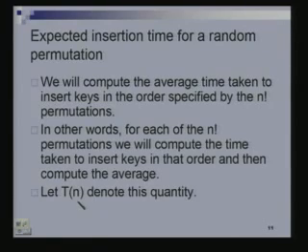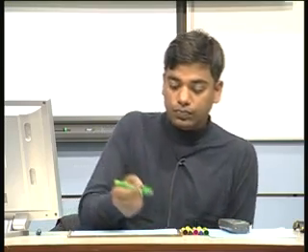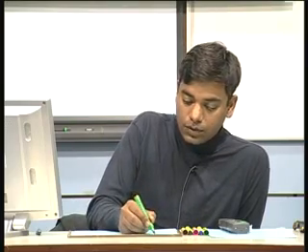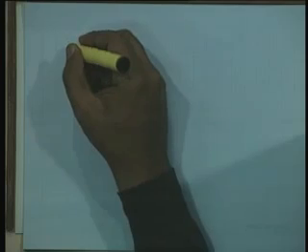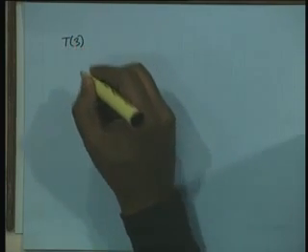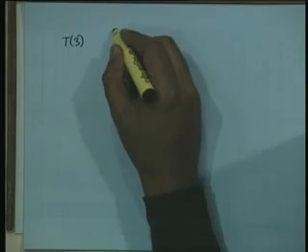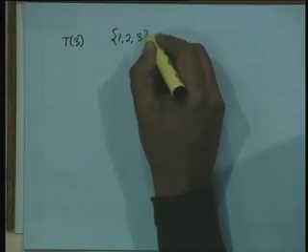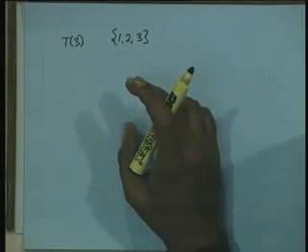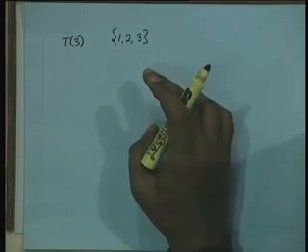Everyone with me? Let's see what T of 2 is. Let us see how we will compute T of 3. So, T3 is the expected height of a tree on 3 nodes.